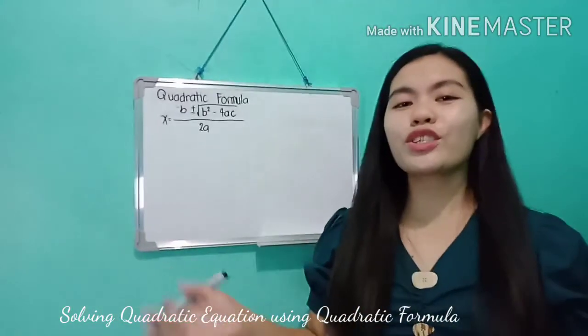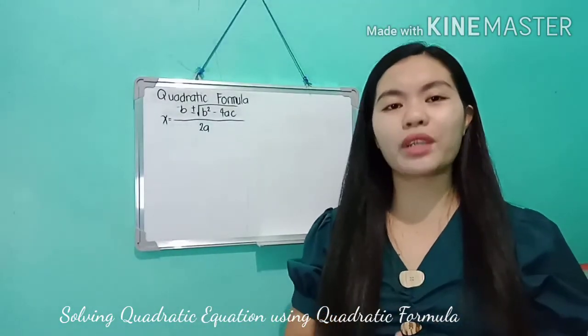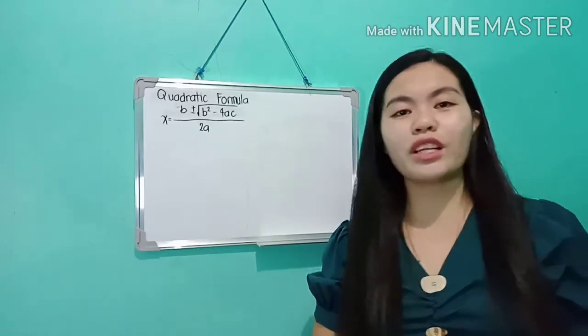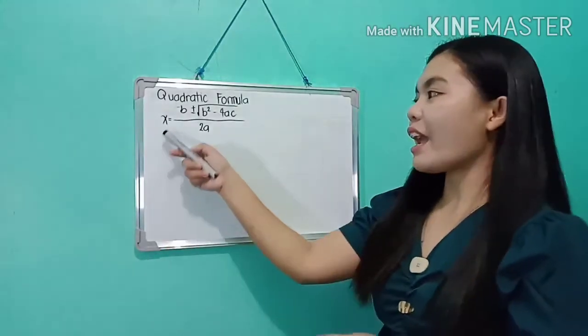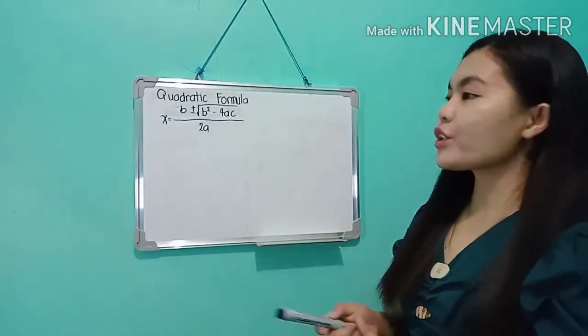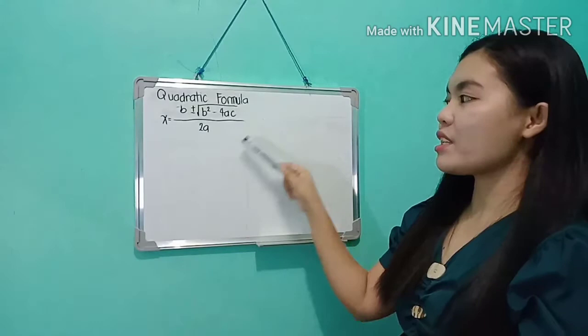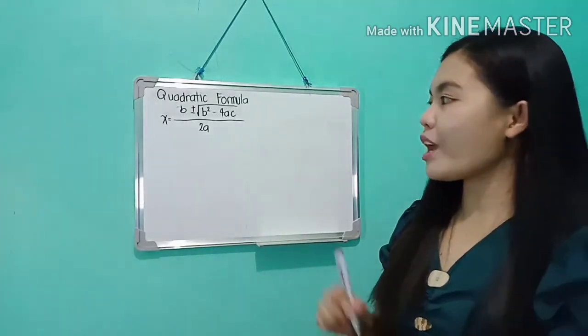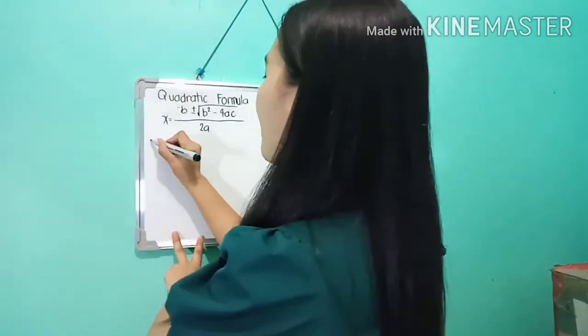Hello students, today you will learn about solving quadratic equations using the quadratic formula. Alright, so we have here the quadratic formula: x is equal to negative b, positive or negative the square root of b squared minus 4ac, all over 2a. Alright, so for example, we have here example number 1.